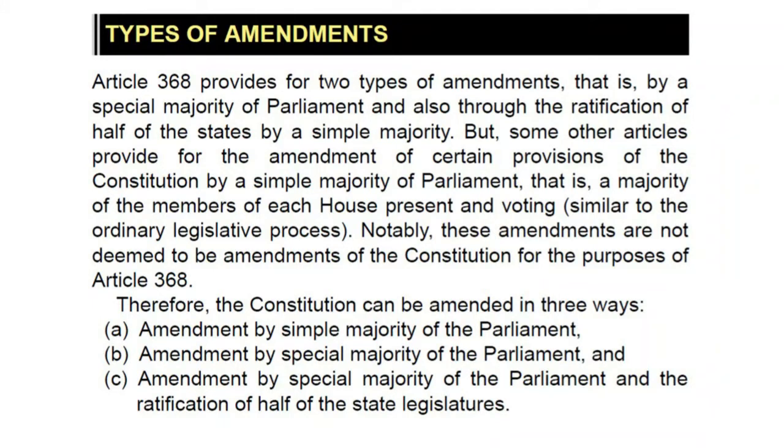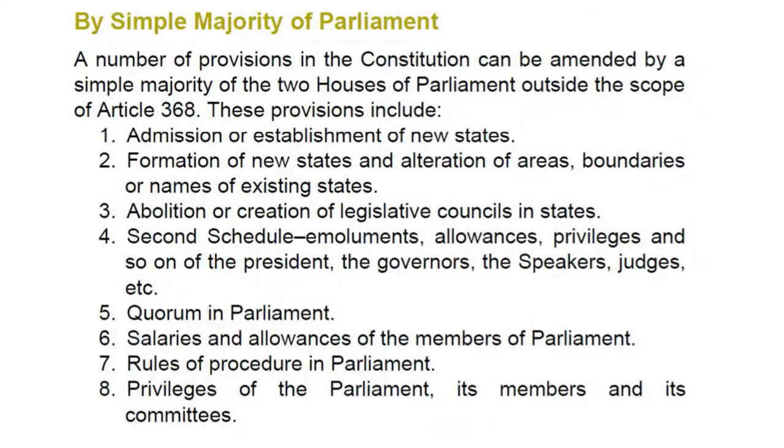Therefore, the Constitution can be amended in three ways. A. Amendment by simple majority of the Parliament. B. Amendment by special majority of the Parliament. And C. Amendment by special majority of the Parliament and the ratification of half of the state legislatures. By simple majority of Parliament, a number of provisions in the Constitution can be amended by a simple majority of the two Houses of Parliament outside the scope of Article 368.